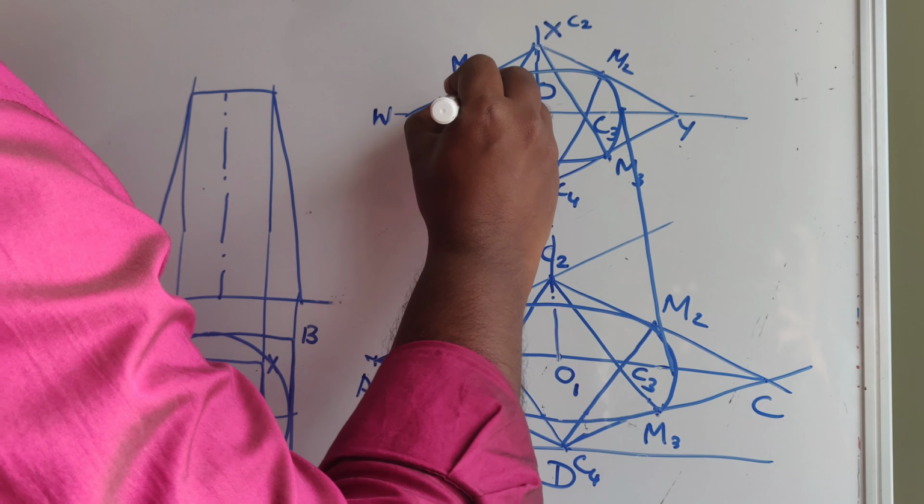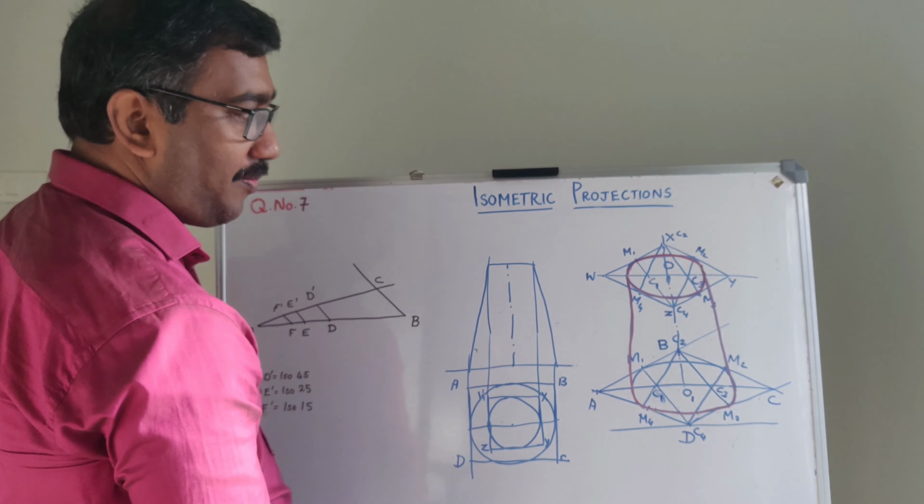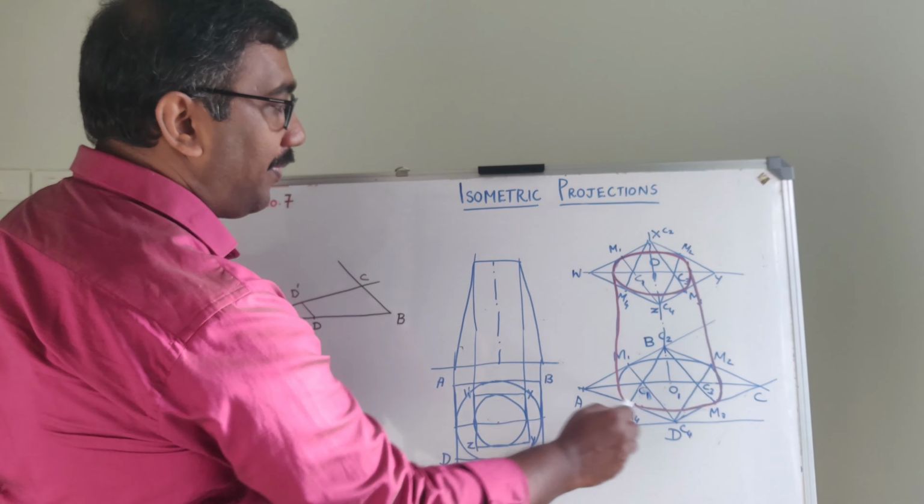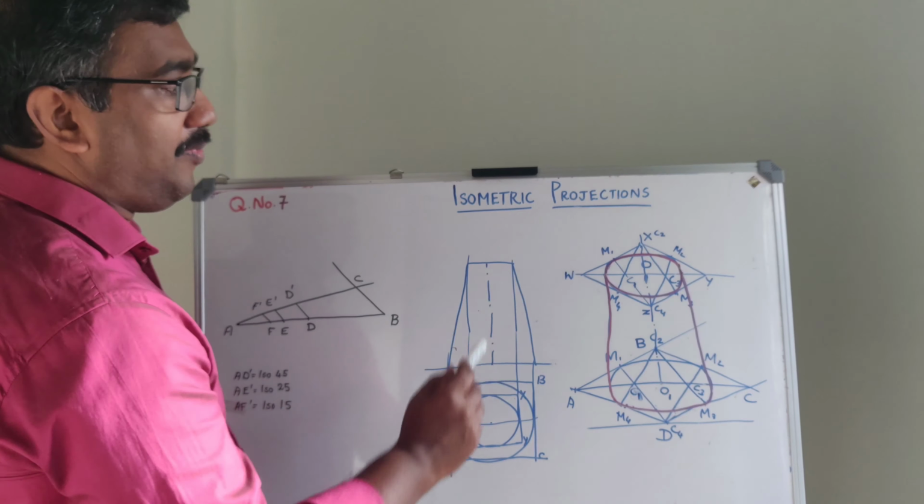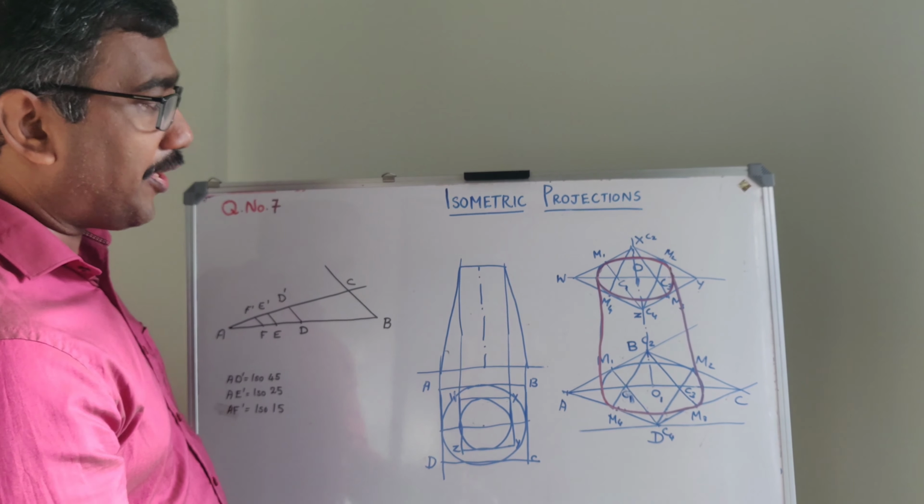So we have started with isometric scale. Using the isometric scale, or the dimensions taken from the isometric scale, you have drawn the simple position. Using that simple position, we have drawn the bottom base and the top base using 4 center methods. After that, we have completed the frustum of the cone. Now you can practice this.